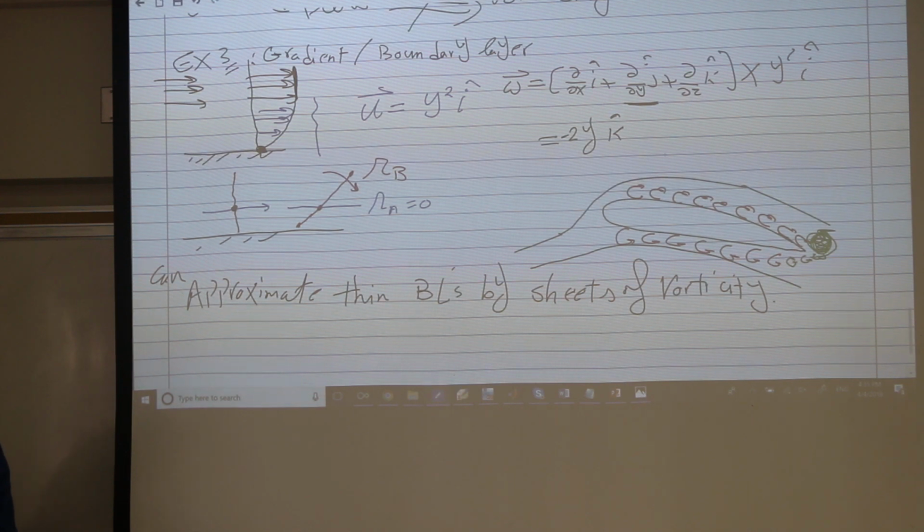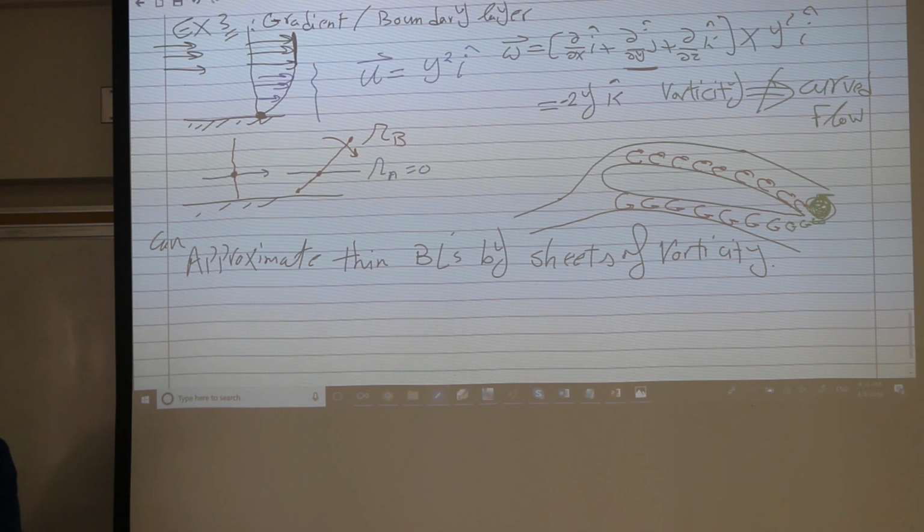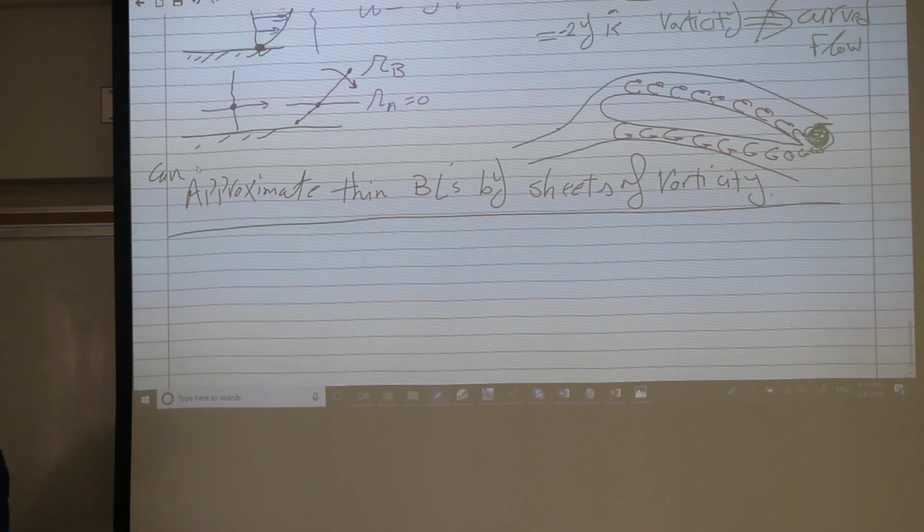Where should I write it? Maybe vorticity does not imply curved flow. Any question about that? So we spend quite a time with vorticity because it's very important. Any question? We'll now go to the relation between vorticity and circulation, and it's very straightforward.